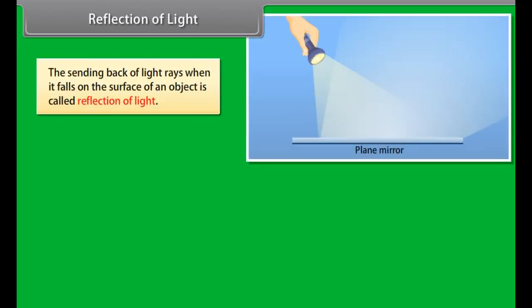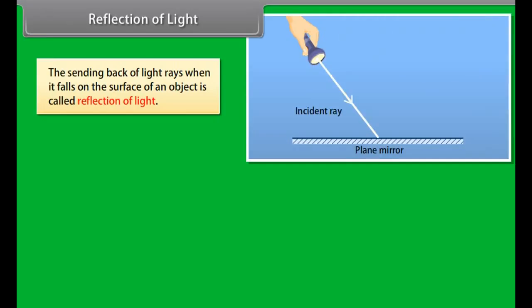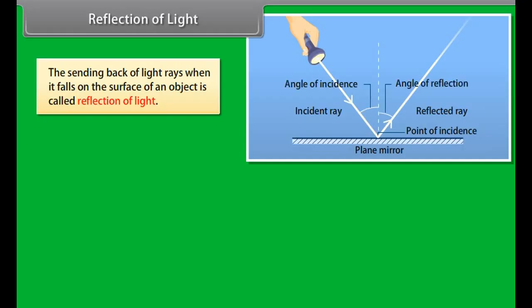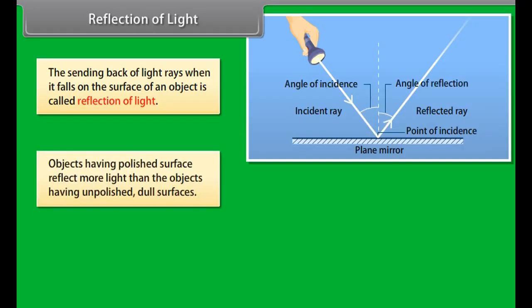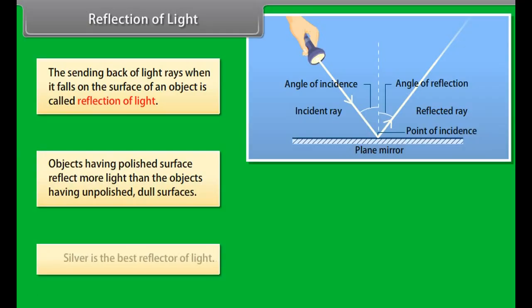Reflection of light. The sending back of light rays when it falls on the surface of an object is called reflection of light. Objects having polished surface reflect more light than the objects having unpolished, dull surfaces. Silver is the best reflector of light. Reflection from plane surfaces.